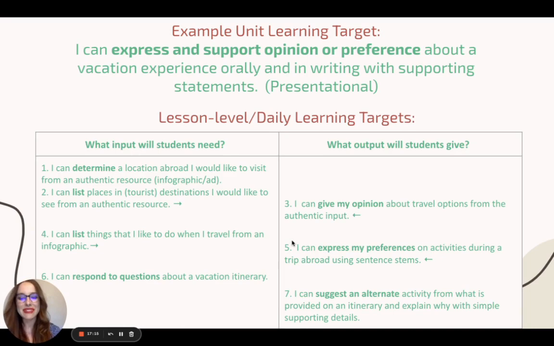All right, welcome back. Here's some examples that I created with some teachers on my team. You've seen that one before, determine a location abroad I would like to visit. I'm also going to give the students some input where they can list destinations that they saw in an authentic resource that appealed to them. And then maybe they are going to be able to do some output now, give their opinion about options from something they saw. Okay, then we're going to go back and get a little bit more input, doing things they like to do when they travel. Okay, then output, do something with that, express preferences. So you see how each one of these is very simple, one at a time, but they're all building toward, up at the top, my big unit learning target.